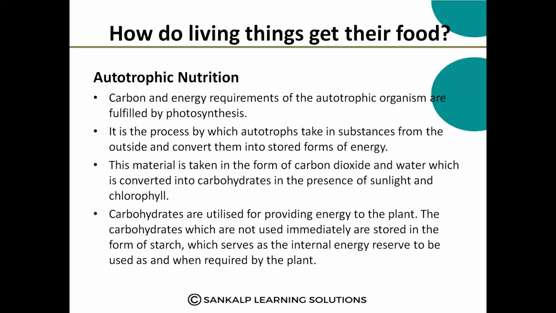In animals also, we can see this process, where the energy which is not utilized is stored in the form of glycogen. In our body it is called glycogen, and in the plant body it is called starch. Okay, so this is the autotrophic nutrition.